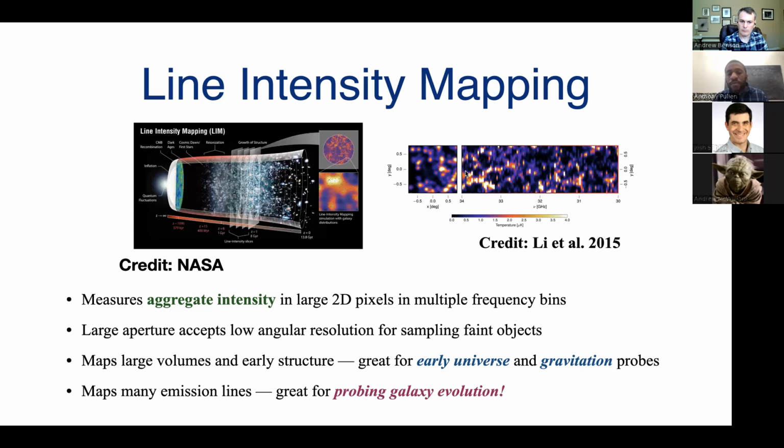At the same time, you can also map intensity as a function of frequency on the sky. And so many lines can actually contribute to the line intensity maps that we form. This is great for probing galaxy evolution, because each of those spectral lines can be sourced by various properties of galaxies in large scale structure. And this is what I'll talk about a lot today: how we use line intensity mapping to probe galaxy evolution.